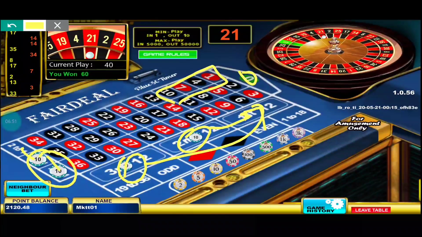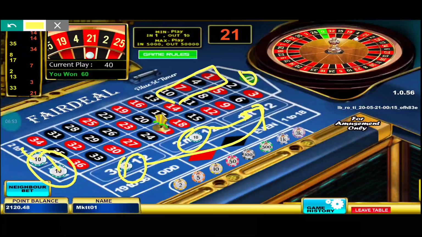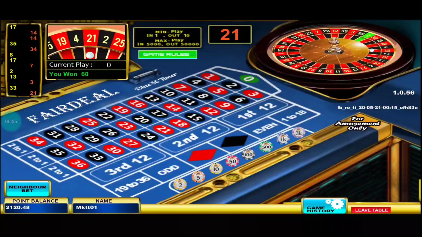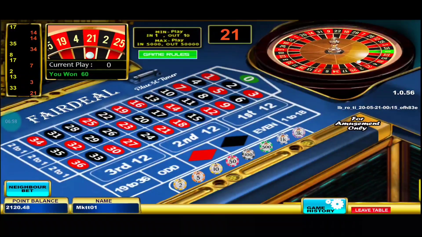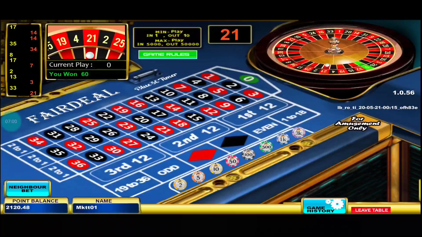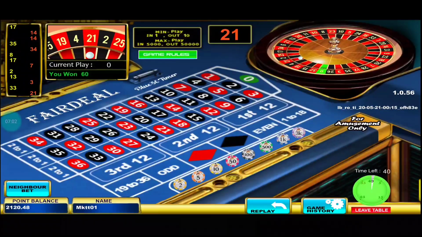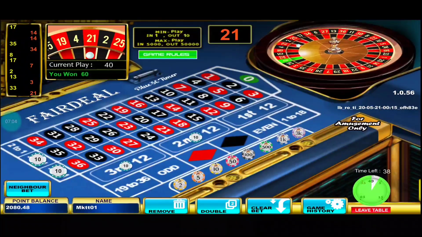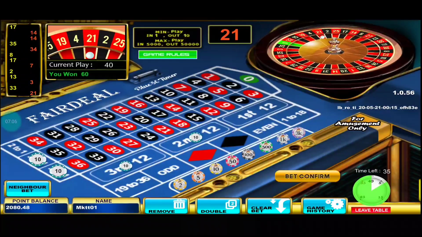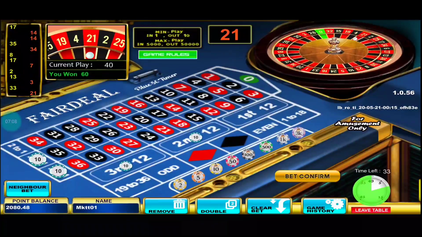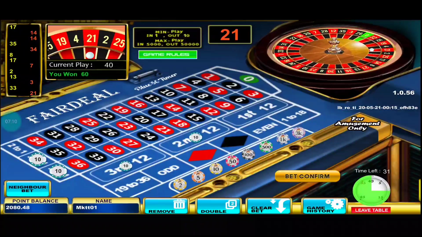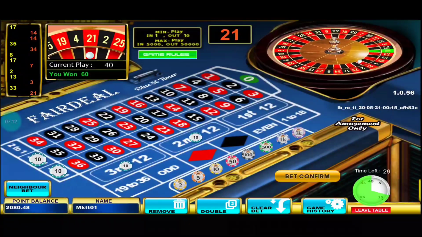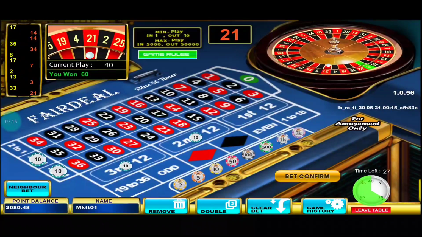So it's 21, and again I win here. So 2 win, very good. So just another spin. I am winning 2 units for winning spin. That is $20 this time, because I am playing with $10 bets.